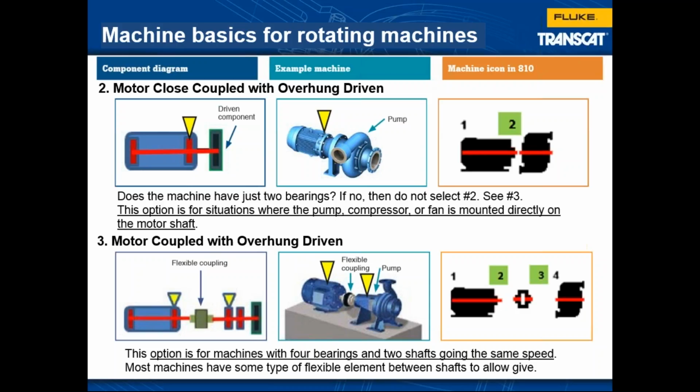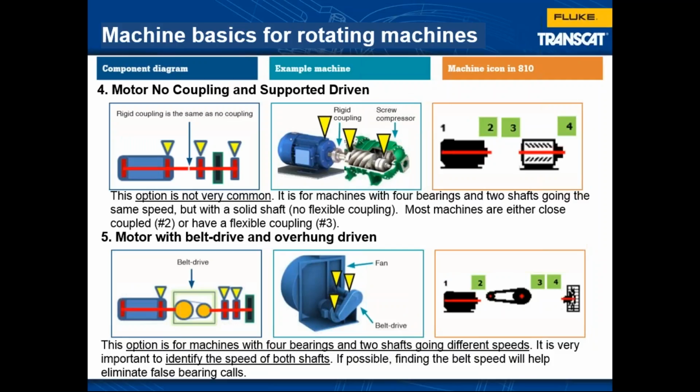The other types of machines are you could have a solid coupled machine or a belt-driven machine. A belt-driven machine would have a motor shaft going one speed and a fan shaft or a pump shaft going a different speed. So as you can see, this machine is a little bit more complicated, but again, the machine is probably running about the same, and once we know what the ratio is between the motor shaft and the pump shaft, it's pretty easy to diagnose faults from this machine.